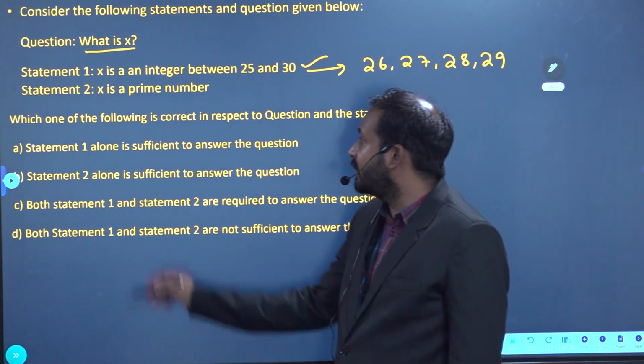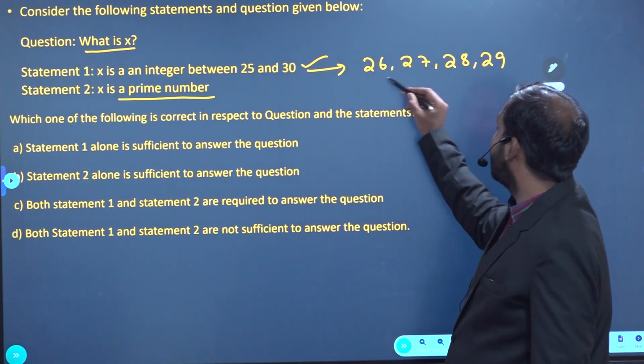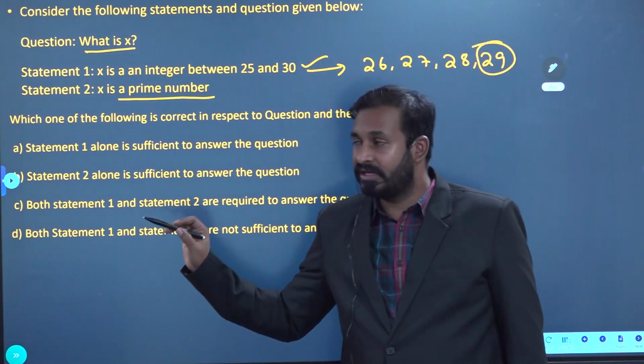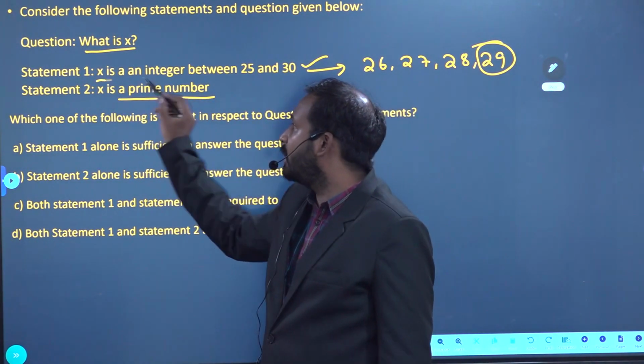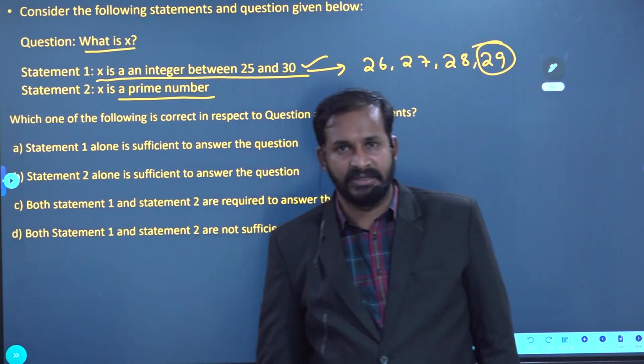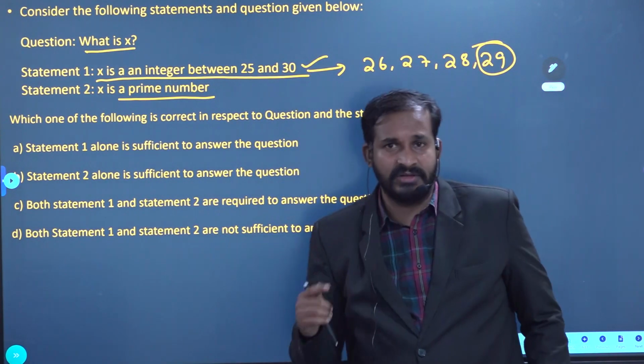Now see the second statement. X is a prime number. What is the prime number among these numbers? 29. If I look only at statement 2, there are many prime numbers, right? We have infinite prime numbers. So I cannot tell a fixed, single value.